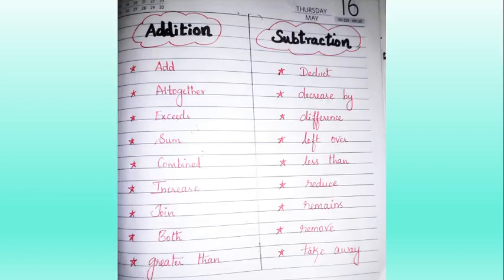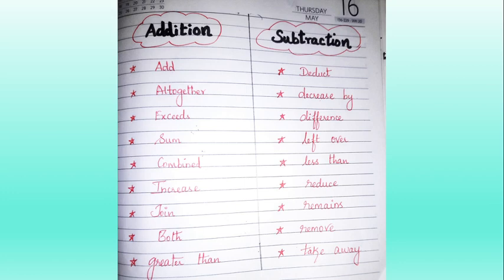Before getting into the word problems, it's necessary to learn these terms. For example, if you find terms like add, altogether, exceeds, sum, combined, increase, join, both, greater than in word problems, you have to use the arithmetic operation called addition. That is, you are going to use the plus sign over there.